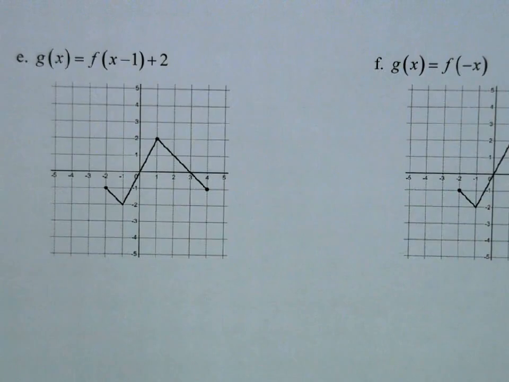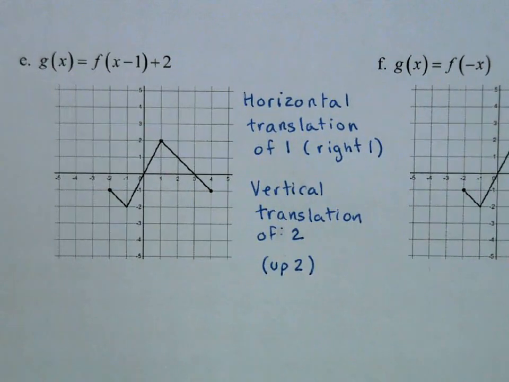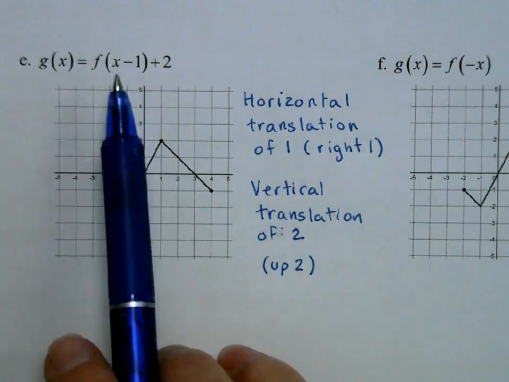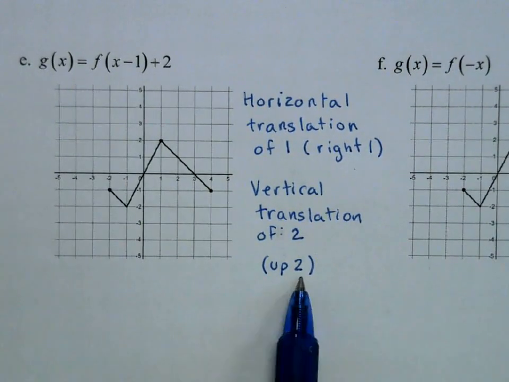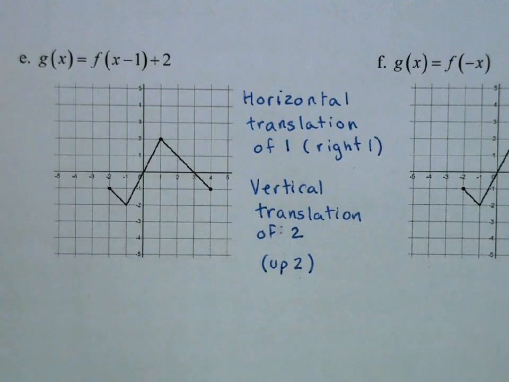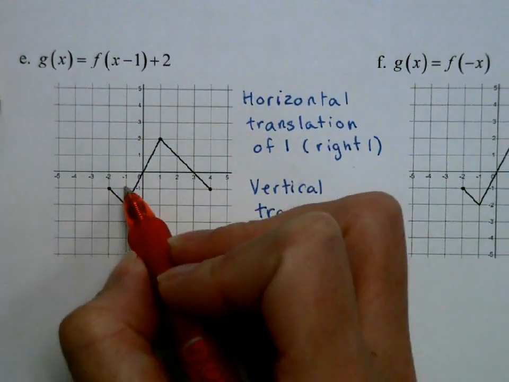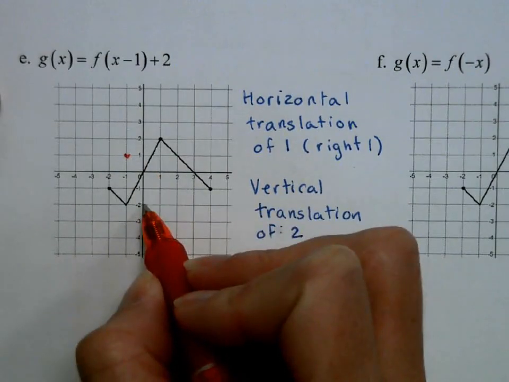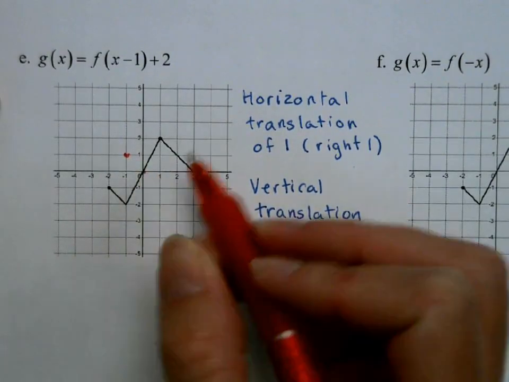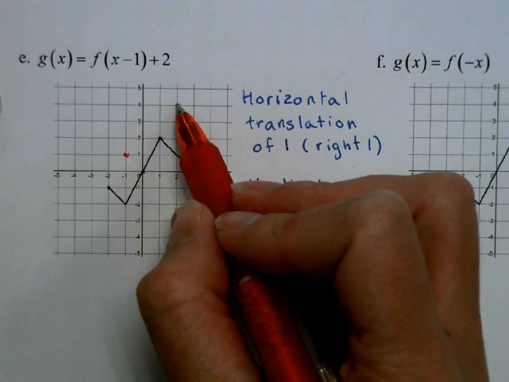Okay, here I have 2 additive transformations. So my 2 transformations here are a horizontal translation of 1, where it's going to go to the right. When this is a minus, we go to the right. And then we've got a vertical translation up 2. So I'm going to take each of these, go right 1 up 2, right 1 up 2, right 1 up 2, right 1 up 2.